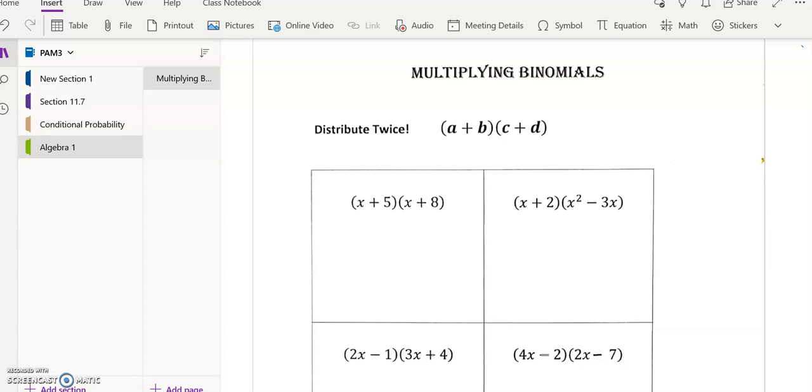Hello, today we are going to be multiplying binomials. In your notebook, this is section 8.2. The title is Multiplying Binomials, and it should be on page 72. All right, let me get my computer situated here.